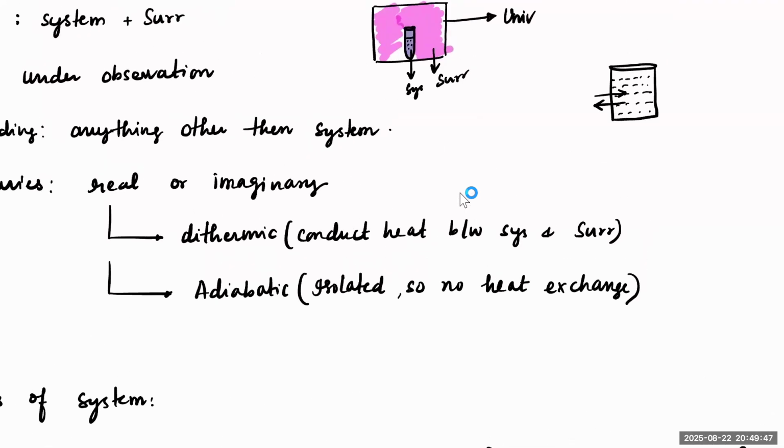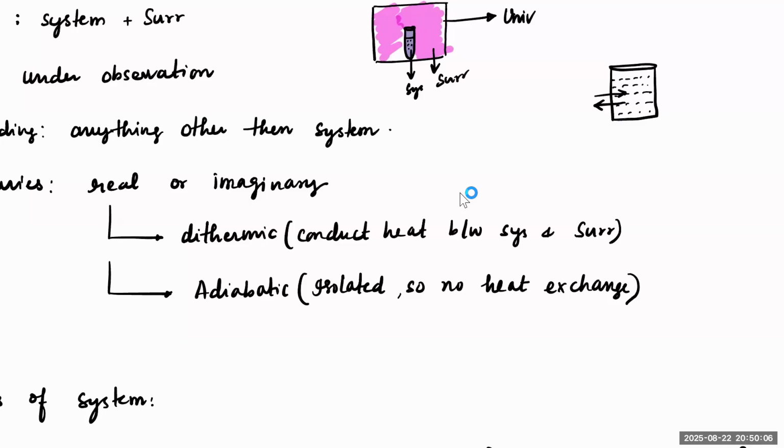Then we can have adiabatic real boundaries as well. These are completely isolated, which means they are real boundaries, but they are very bad conductors of heat, like a thermos, okay, a thermoflask.